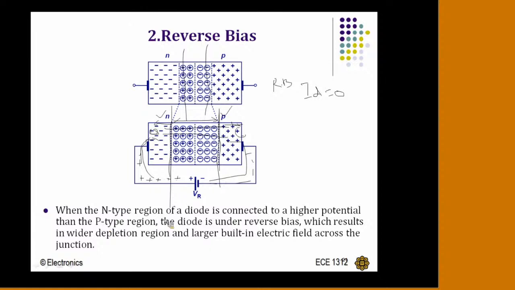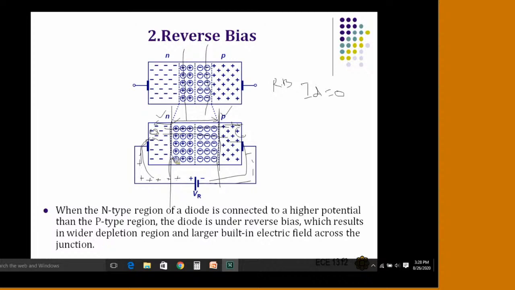Now see the concept here. When the n-type region of a diode is connected to the higher polarity than the p-type region, the diode is under reverse bias condition, which results in a wider depletion region and a large built-in electric field. That's why there is no majority charge carrier movement from n side to the p side or p side to the n side. Remember, when I call it diode current, the current is mainly due to majority charge carriers. We are going to consider the current due to majority charge carriers.